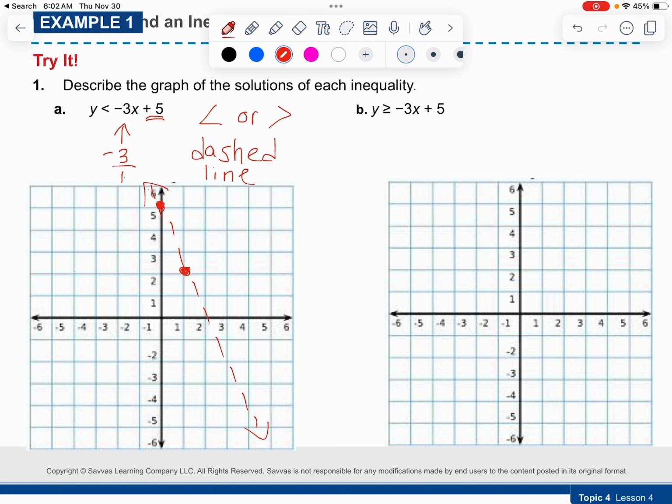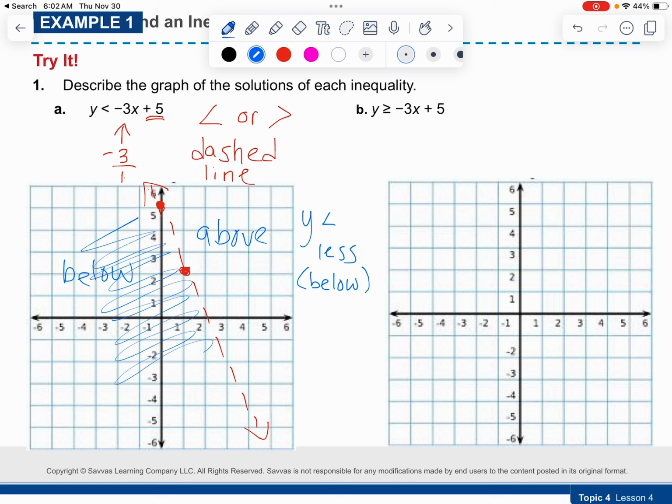And now we have to determine if we're shading above or below. So we have y less. So if y is less, we're going to shade below the line. So this is above. This is below. So we shade below our line.